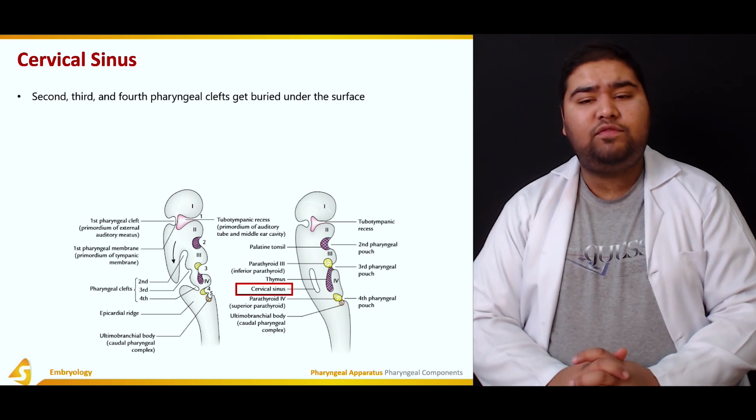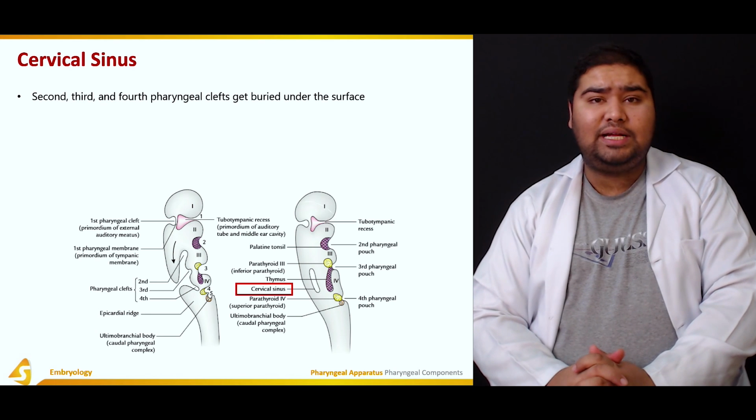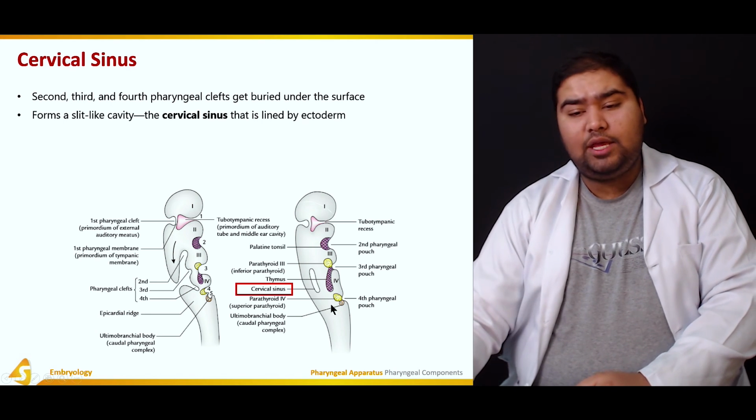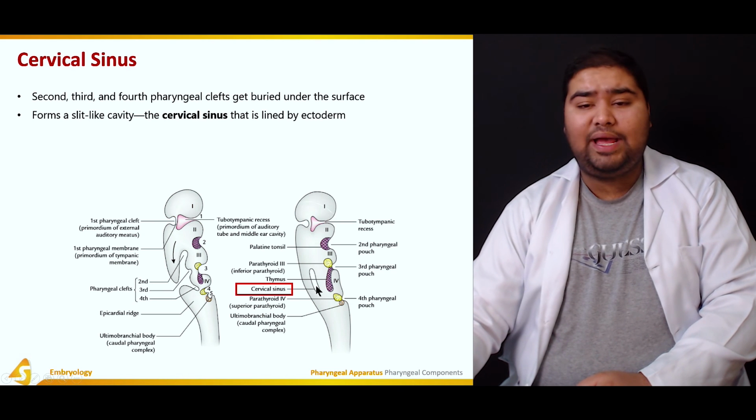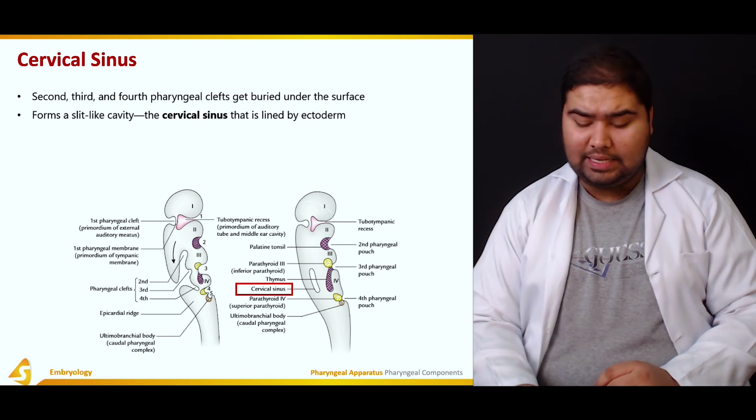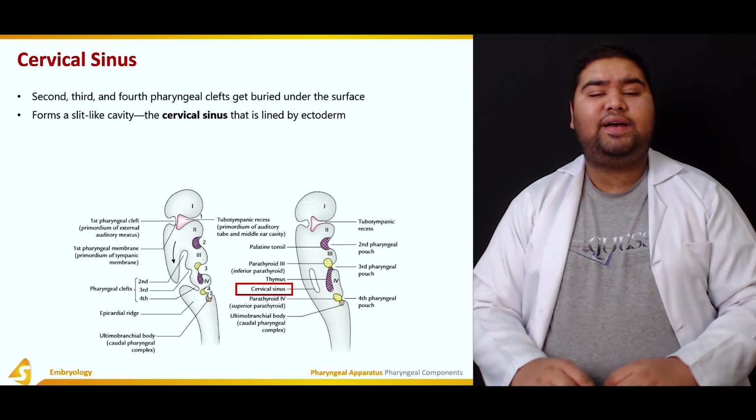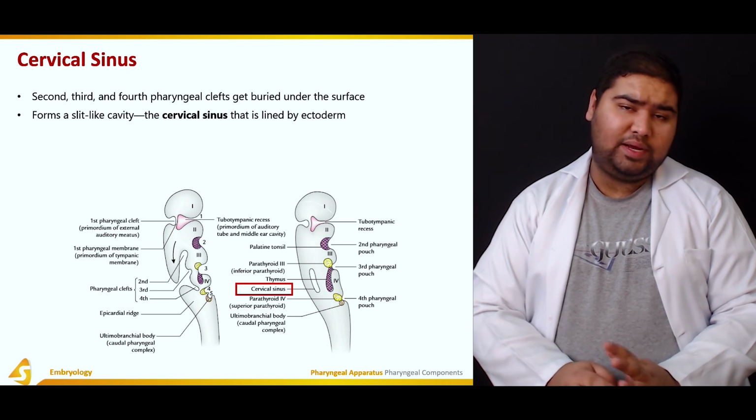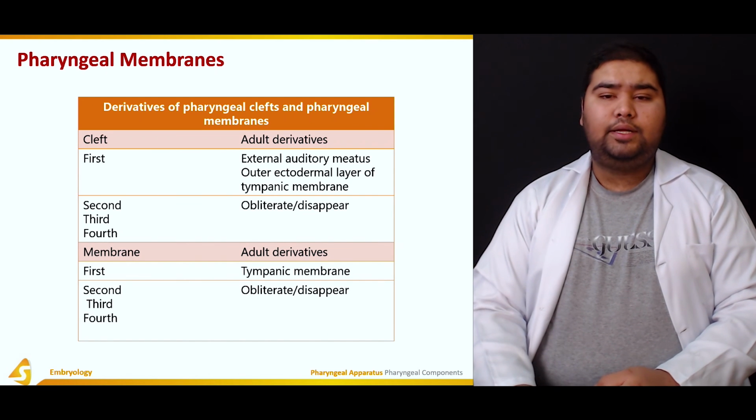Now the second, third and fourth pharyngeal clefts get buried under the surface. They form a slit-like cavity, lined by ectoderm, as you can see in the figure. This slit-like cavity is known as the cervical sinus. The cervical sinus soon disappears with the development of the neck. It has no adult remnants.